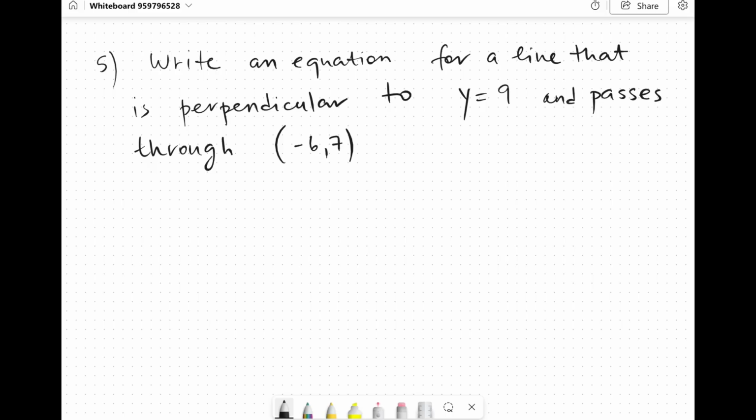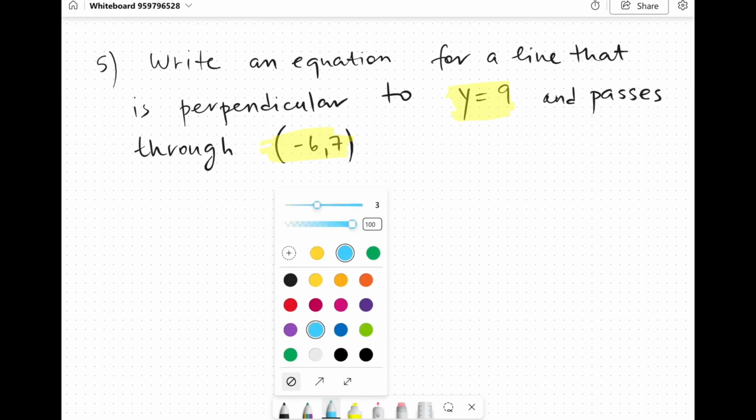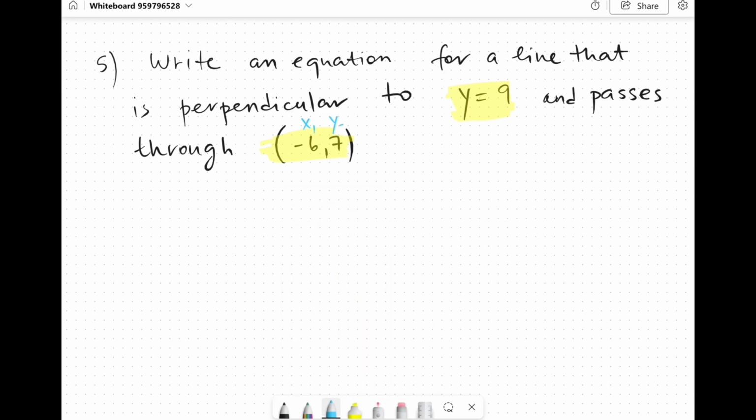Write an equation for a line that is perpendicular to the line with equation y equals 9 and passes through the point negative 6, 7. So the point is nice. That is our x1 and y1. So that's great. Now, what kind of line is y equals 9? Well, y equals 9, if you recall, is a line that passes through 9 on the y-axis, and it's horizontal, it's parallel to the x-axis.